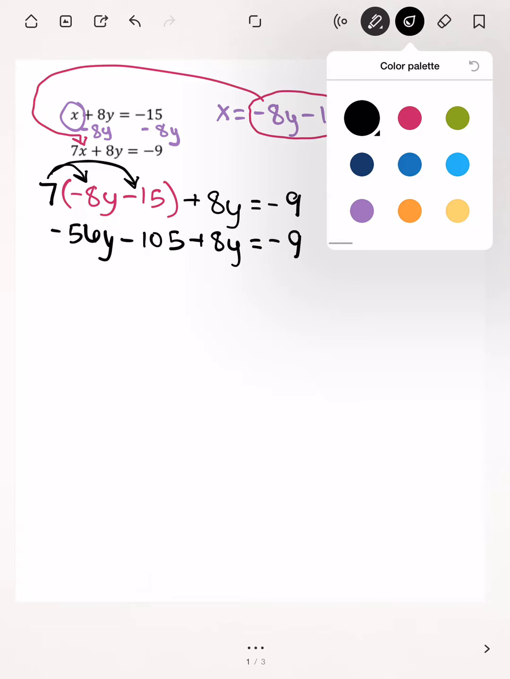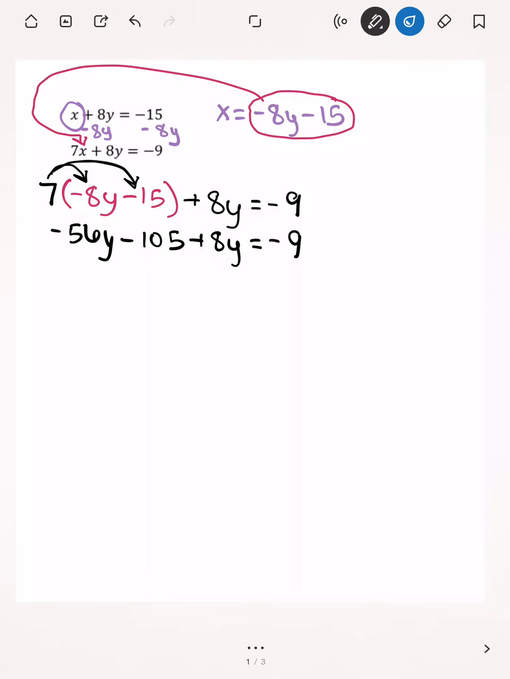Now I need to combine my like terms. Here are my two like terms: negative 56y and a positive 8y. When I combine those, I get negative 48y minus 105 equals negative 9. My goal is to solve for y, so I need to move over this 105 by doing the inverse operation, which would be adding.